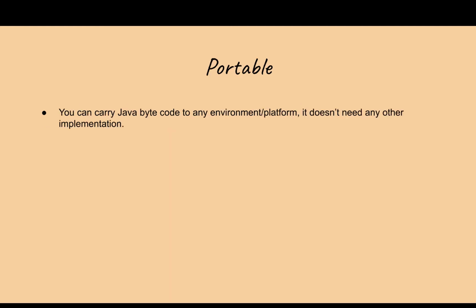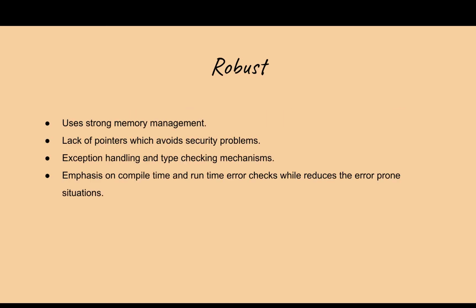And as we talked earlier, it's portable. That means you can carry Java bytecode to any environment or platform and it doesn't need any other implementation. You can say it's a synonym of platform independence. And it is robust. The definition of robust is basically strong. What makes the Java programming language robust is that it uses strong memory management and lack of pointers, which avoids a lot of security problems.